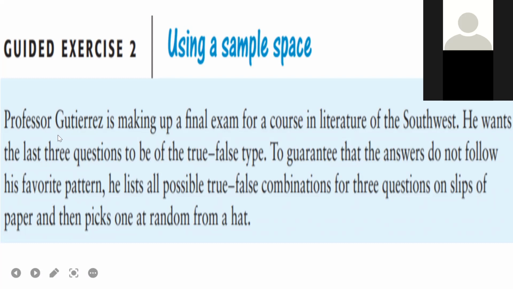So si Mr. Gutierrez daw ay gagawa ng final exam sa literature. Ayaw niyang masunod yung may pattern, kasi di ba ganun yun sa true or false. Halimbawa, 1 to 5 true, 6 to 10 false, o kaya alternate. Ayaw niya na magkaroon ng pattern. He wants the last three questions to be of the true-false type, and to guarantee that the answers do not follow his favorite patterns, he lists all possible true-false combinations for three questions on slips of paper and then picks one at random from a hat.